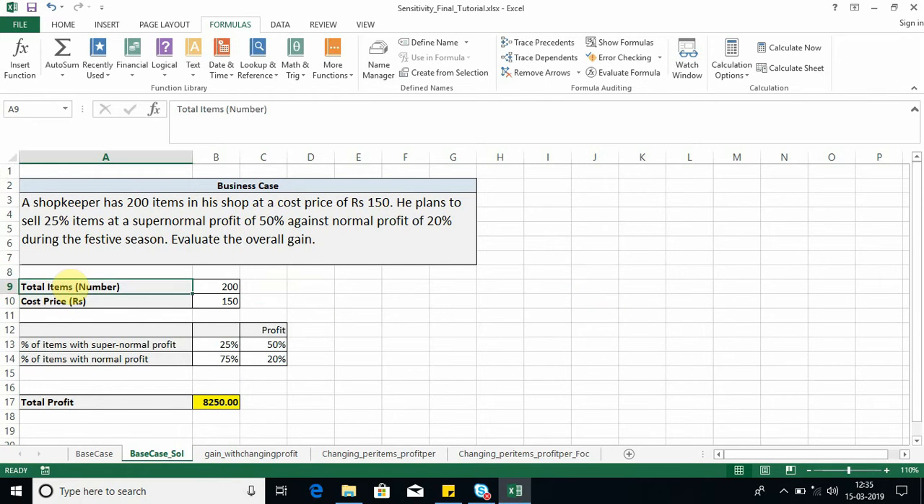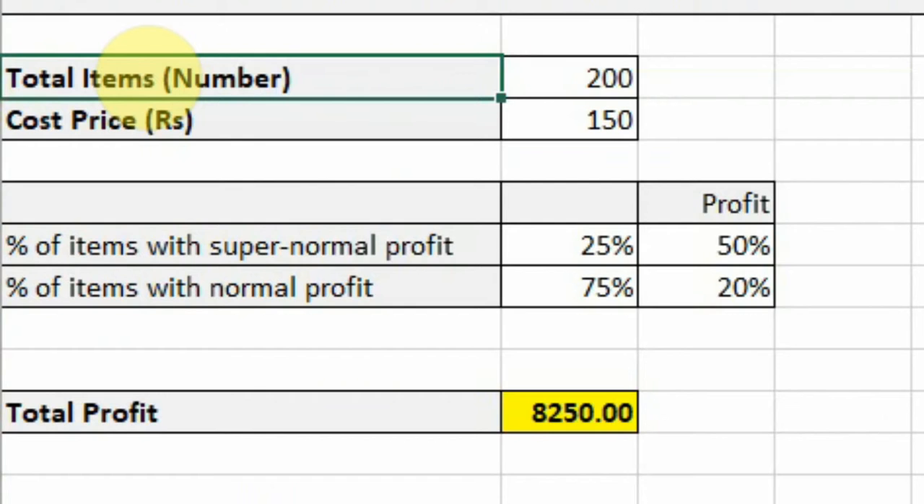So the total number of items is 200 and the corresponding cost price of each item is 150. The percentage of items with supernormal profit, as has been mentioned in the question, is 25%. So obviously the percentage of items with normal profit is 100% minus 25%, which is 75% in this particular case. And the corresponding profit percentages for supernormal profit and normal profit are 50% and 20%.